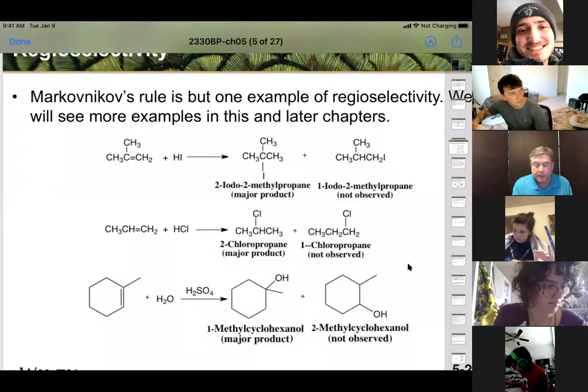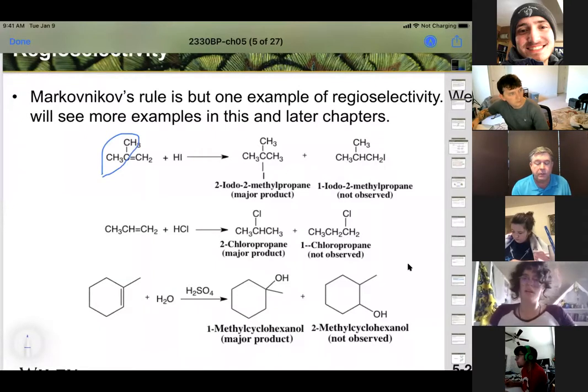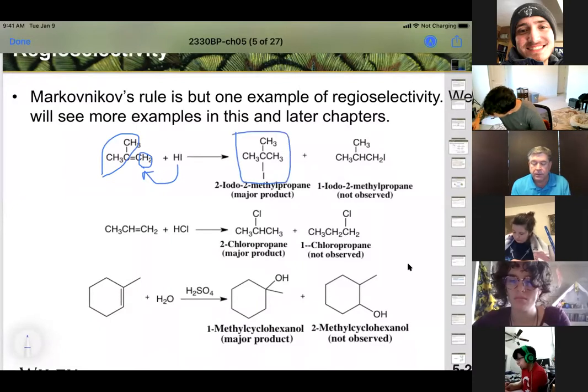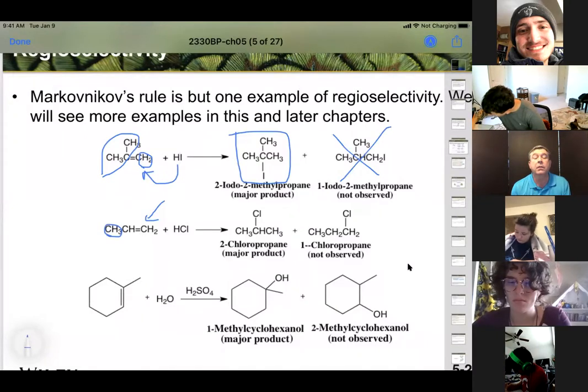So for an example, in the case where we have no hydrogens on this carbon, we have two hydrogens on this carbon, which means the hydrogen is going to go to that carbon, giving us our iodine on that middle position here, and we don't see the other isomer. In the case of even just a little methyl group, we're gonna add the hydrogen to the one with the two hydrogens on it. The chlorine's gonna go on the other compound and we don't see the other isomer.